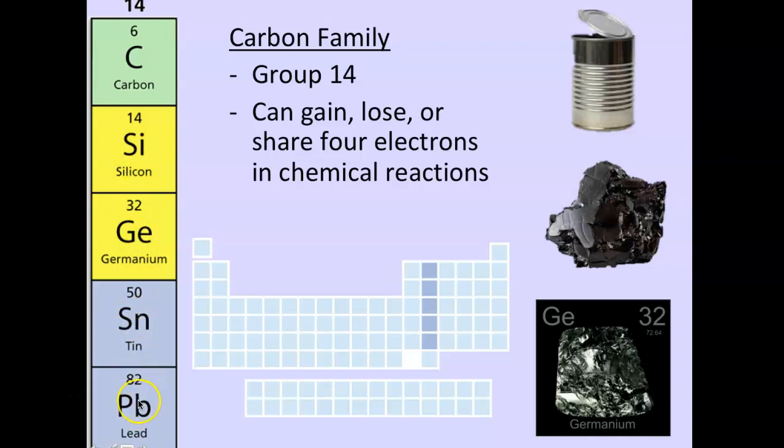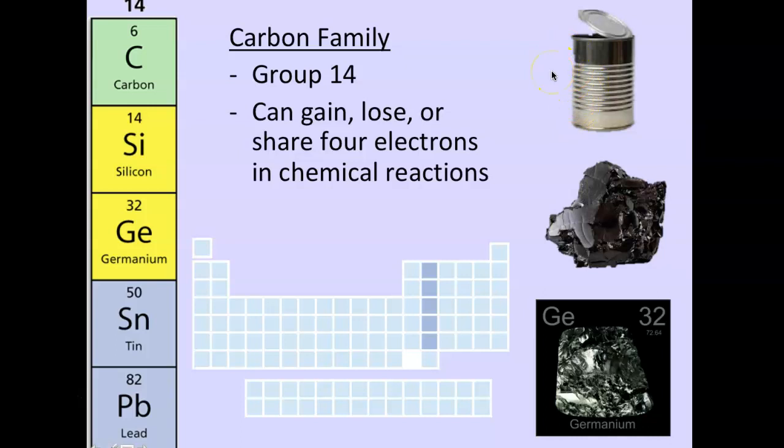Those are two metals. What we see going on with the next couple groups is that you have a nonmetal at the top, then you have a couple metalloids, and then you have a couple of these post-transition metals, some of these metals that were in mixed groups from our previous section. Elements that are in the carbon family are going to be able to gain, lose, or share 4 electrons in chemical reactions.